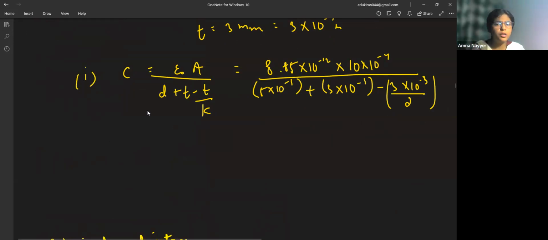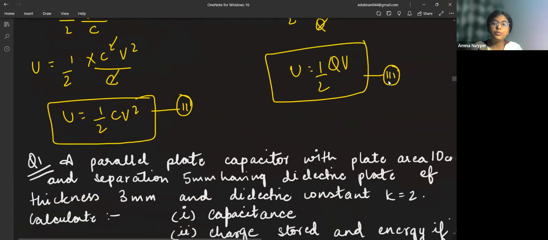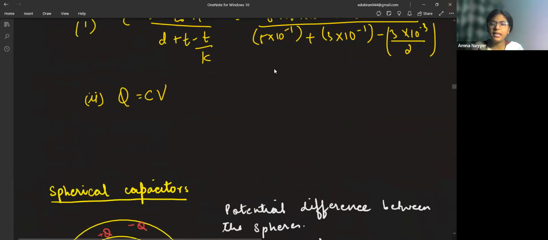Now, second part, you can solve this later because time will be wasted on this. Second part is saying charge. Charge is simply Q is equal to CV, right? Charge is Q is equal to CV. Now potential is mentioned to you, 100 volt, right? So you can obtain the answer and put the value, multiply whatever answer you have obtained with 100.